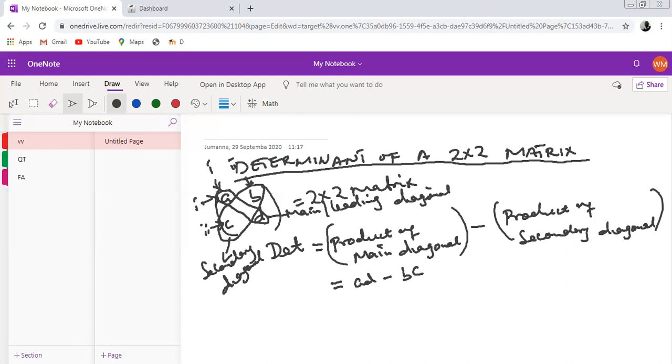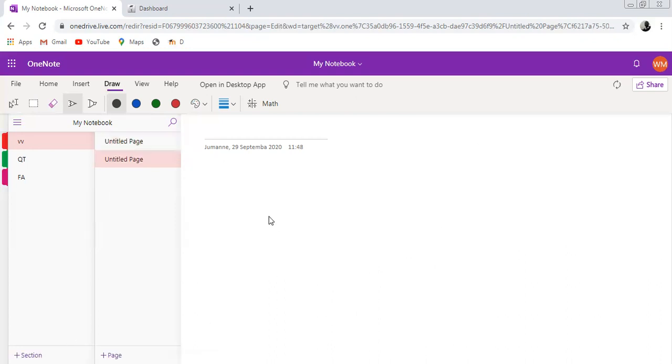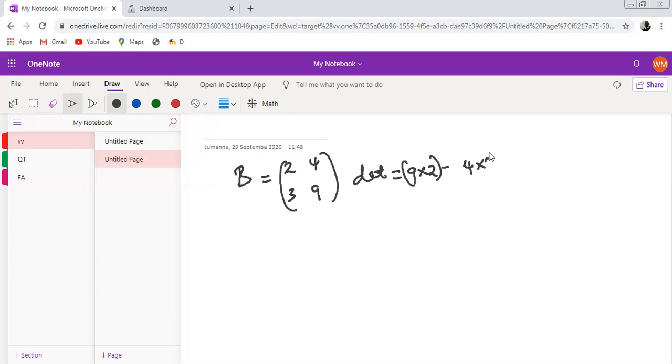Let us have a numerical example. If you are given matrix B, always represented by a capital letter, given by maybe 2, 4, and then 3, 9. The determinant for this matrix is going to be the product of the main diagonal, which is 9 times 2, minus the product of the elements in the secondary diagonal, which is 4 times 3. This is going to be 18 minus 12, which is 6.